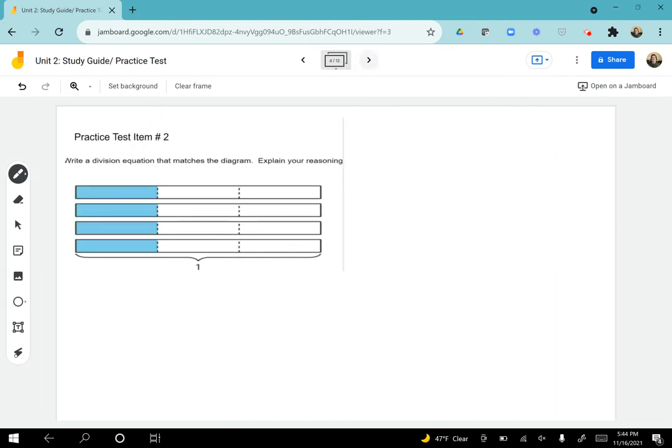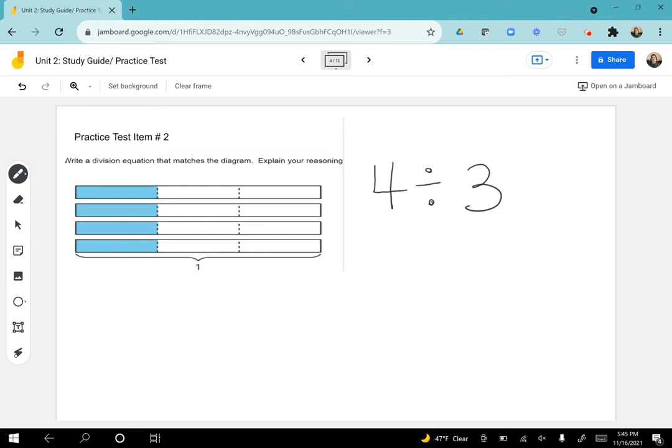Okay, the second question, write a division equation that matches the diagram. So we can see here, and I'll kind of highlight here, each of these whole bars, even though parts of it are white and parts of it are blue, they each represent 1 whole. And then each of those wholes has been divided into 3 pieces.